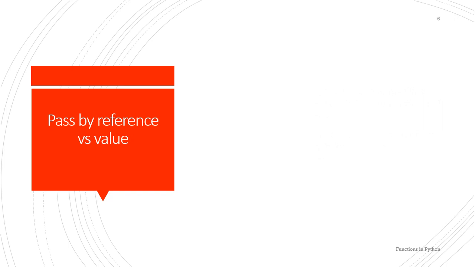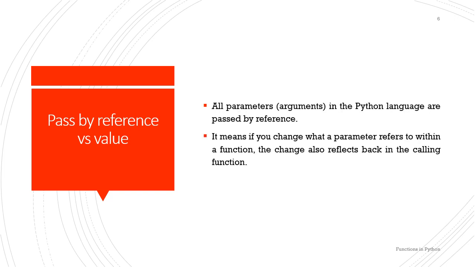There are two mechanisms by which we can pass parameters, pass by reference and pass by value. All parameters or arguments in Python are passed by reference. Many other languages support pass by value as well as pass by reference mechanisms. It means if you change what a parameter refers to within a function, the change will be reflected back in the calling function. That is, any change to parameters inside the function will be reflected back in the calling function. That's the meaning of the pass by reference mechanism.